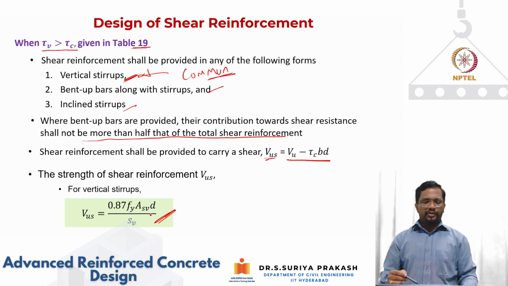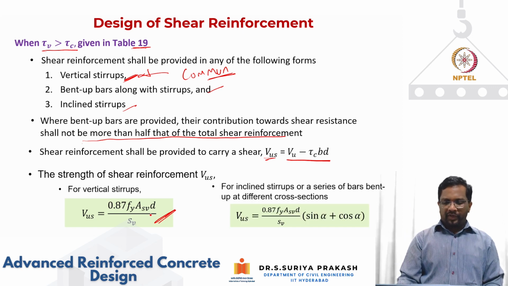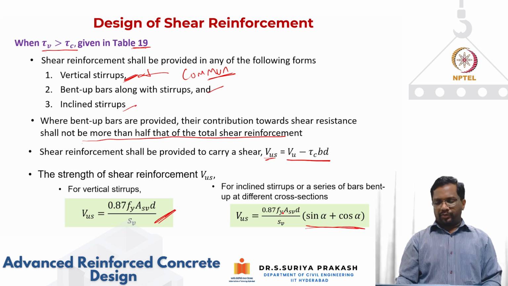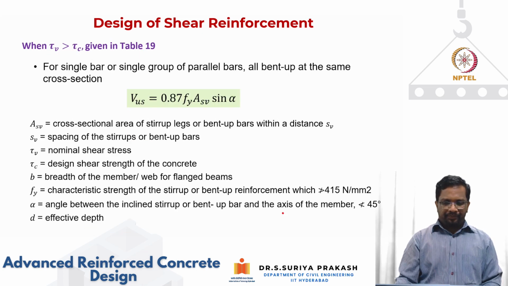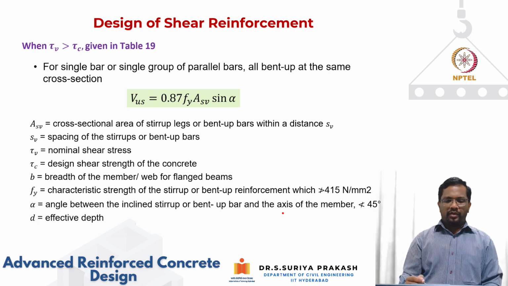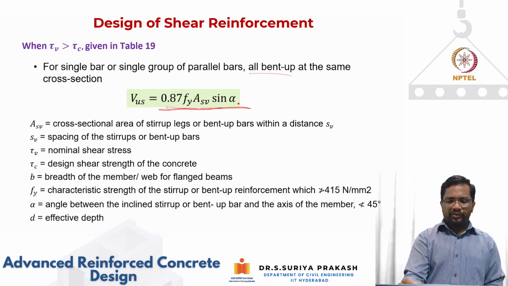For vertical stirrups, it is going to be 0.87 fy Asv d / sv. And for inclined stirrups, this is a generic formula. If you know the alpha of that inclined stirrup, then you can plug in and calculate the shear contribution of your inclined stirrup. Again, this is for a single bar or a group of parallel bent-up bars. Again, these are the stirrup contributions for shear resistance.